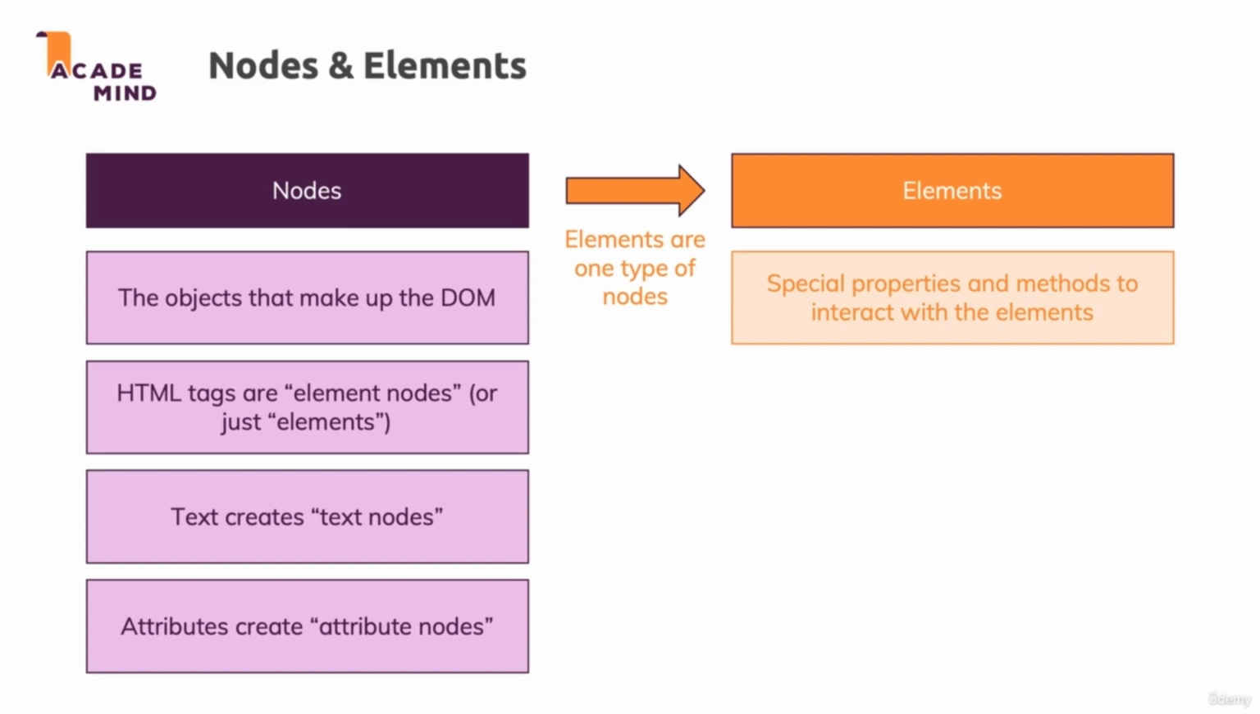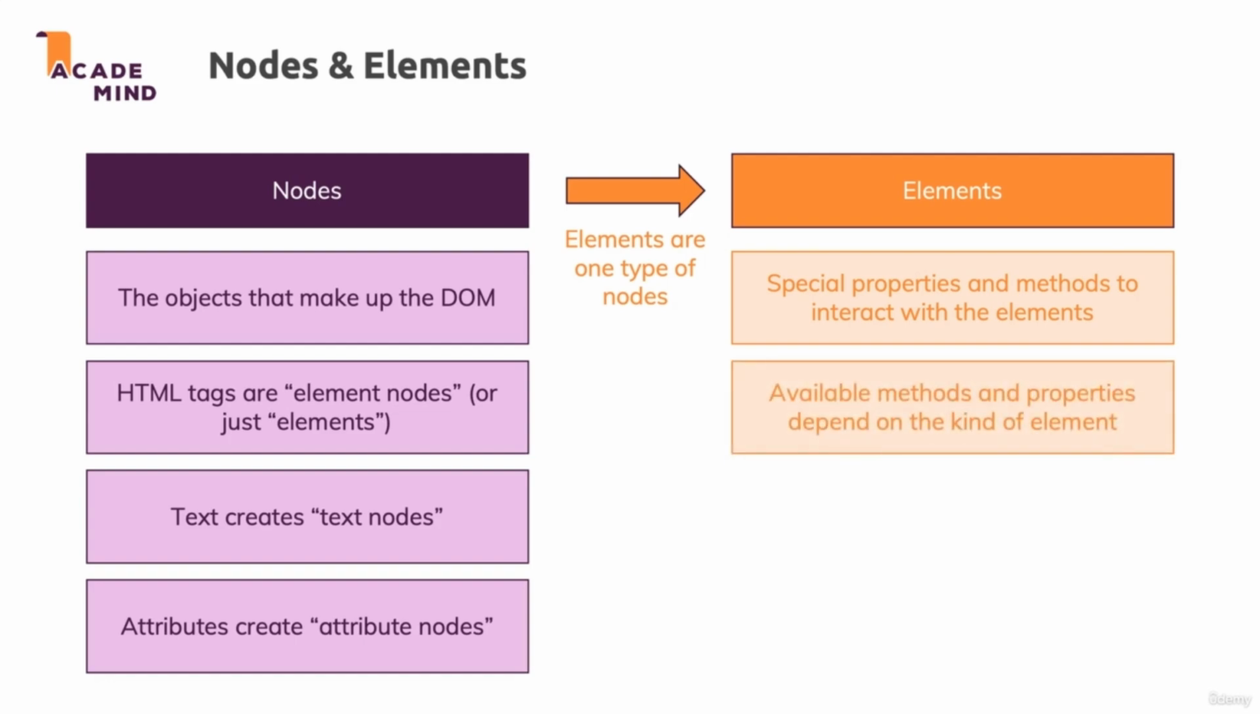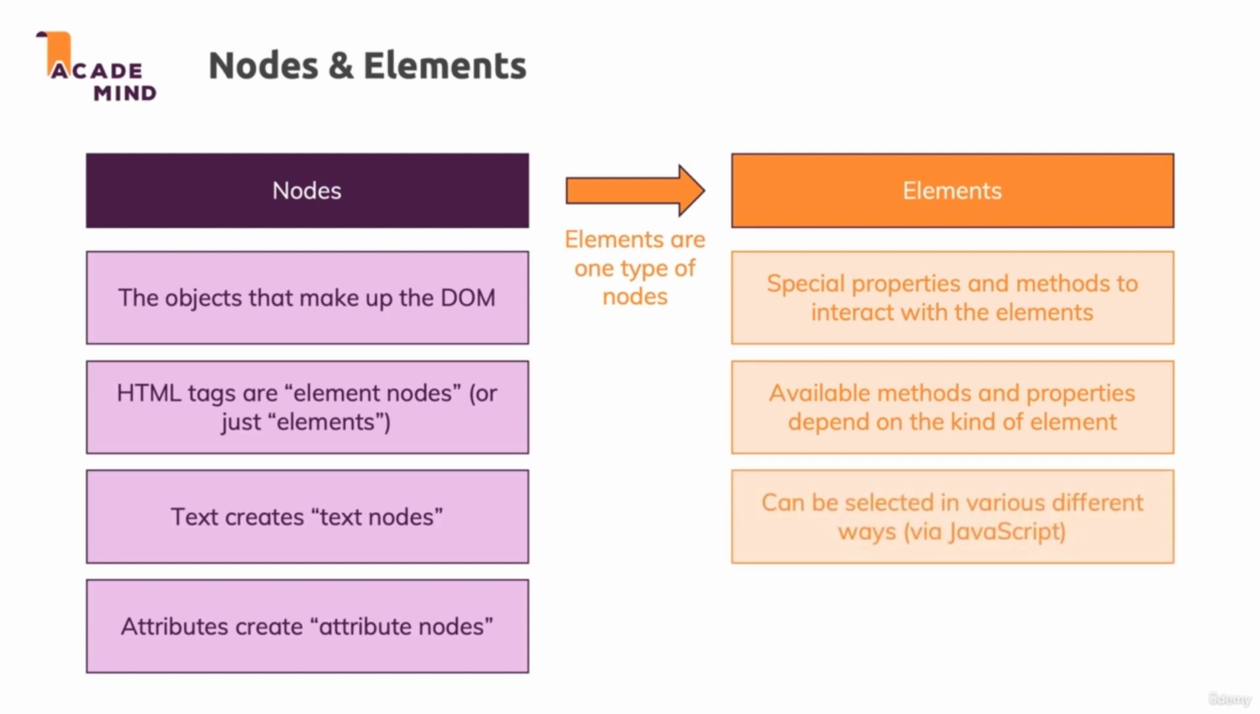So which exact properties and methods are available on every element, so on every rendered HTML tag, depends on the kind of element though. For example, on an input where the user can enter content, you have ways of reading that input. On other elements where users just can't edit the content, you don't have access to that, of course. And you have different ways of selecting elements. As I mentioned, we'll learn about different methods that give us access.